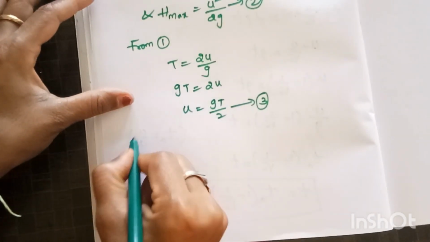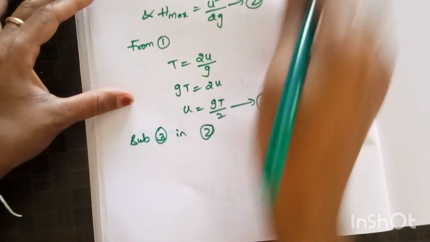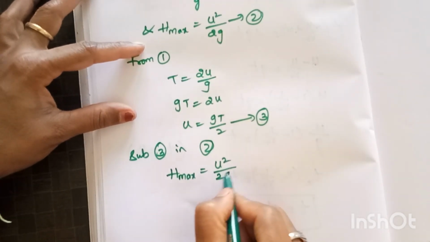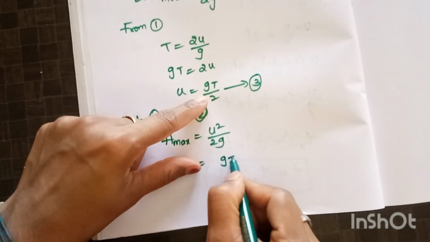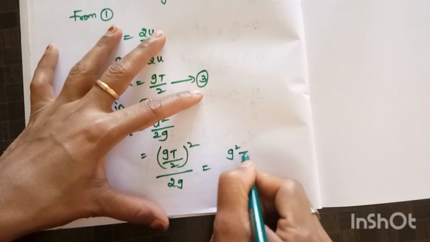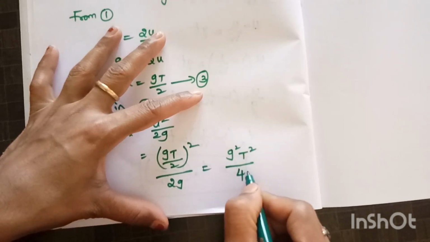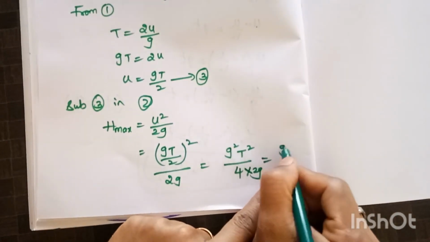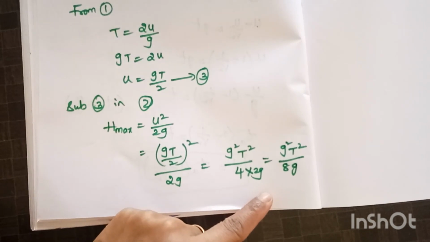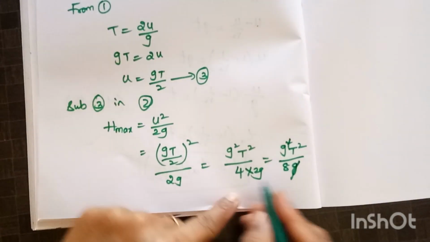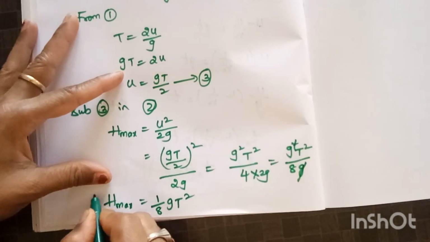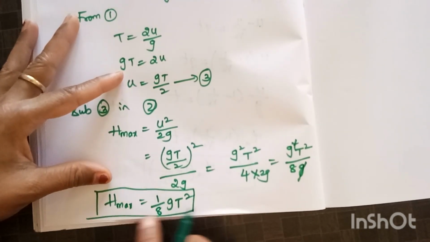Substitute 3 in 2. Equation 2 is the maximum height. So H maximum is equal to u square by 2g, and what is u here? u is gT by 2, whole square, by 2g. So what do you get here? g square T square by 2 square, which is 4, into 2g. What do you get here? g square T square by 8g. g will be cancelled here. So H maximum is equal to 1 by 8 gT square. So this is the relationship between maximum height and time of flight.